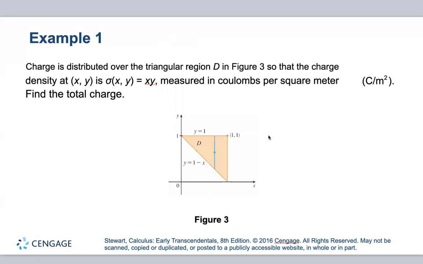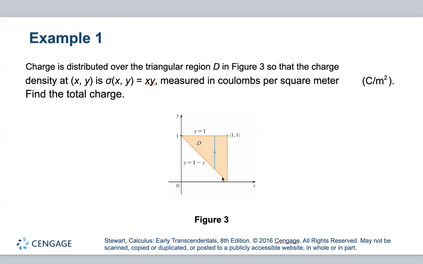Okay. So let's look at an example, a simple, kind of cooked up example. Suppose you have a charge distributed over the triangular region that's shown here. For some reason, we know that the charge density at a point xy is just x times y, measured in coulombs per square meter. And we want to know what's the total charge on this triangular region. Well, we're going to have to take the double integral of x times y over this region.